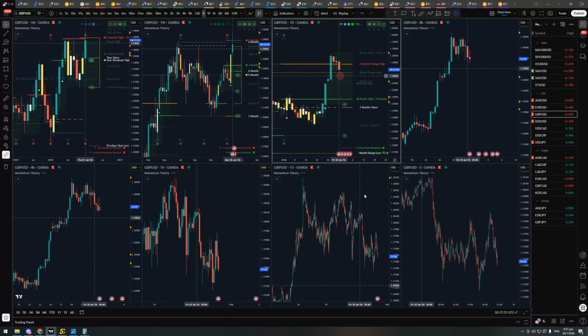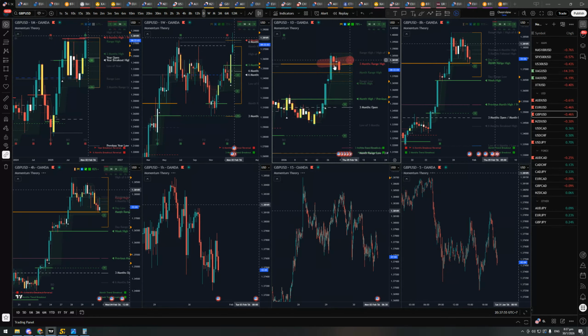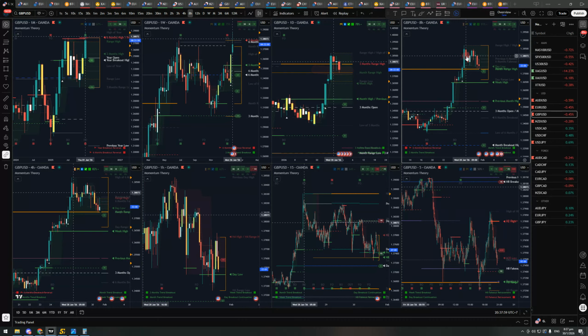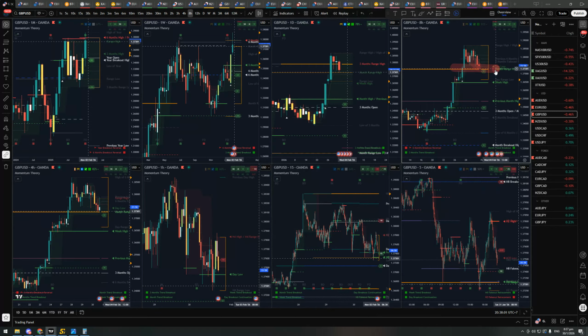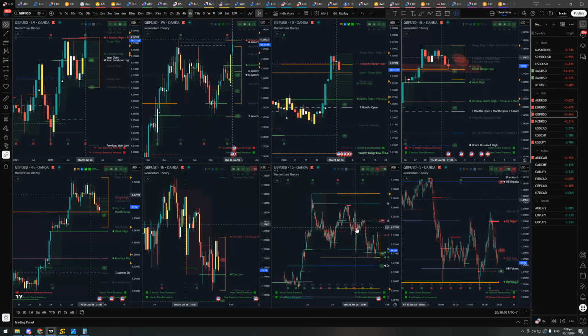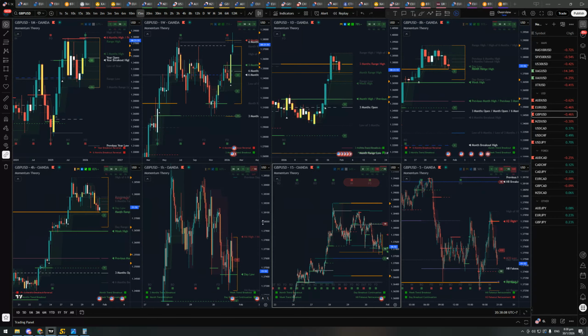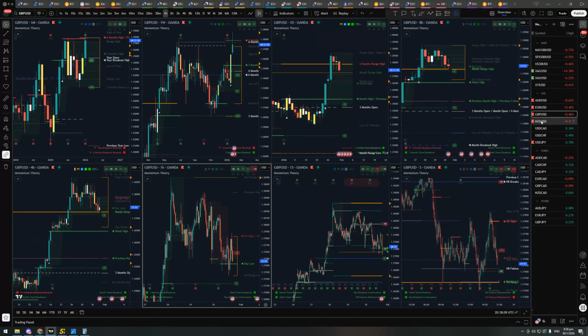GBP USD on the daily. Don't like these levels where we are right now. On the H8, we're still above month range high, but getting below all these higher time frames. Don't like that. And that's all. Moving on.